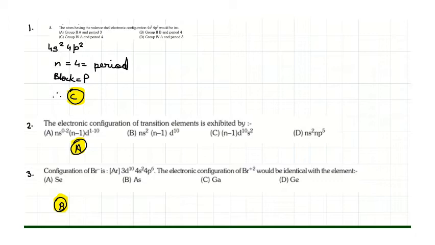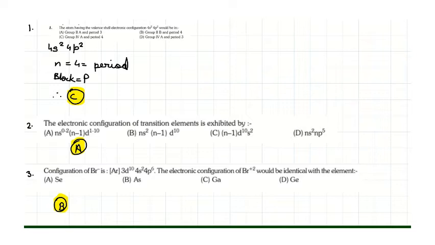The first question is, the atom having the valence shell electronic configuration 4s2 4p2 would be in which group and which period? Now since the last electron enters the fourth orbit, we have the n quantum number equal to 4, which is the period, and the block is p block because p is the latest orbital into which the electron enters. Thus we would get the answer as group 4a and period 4.